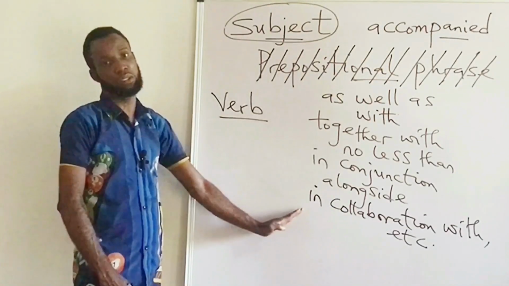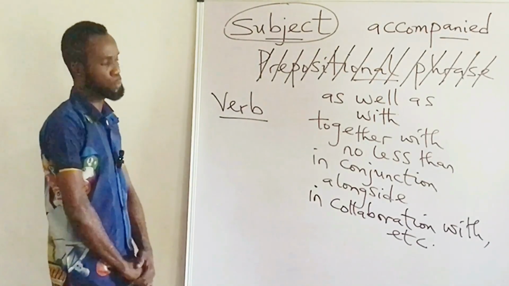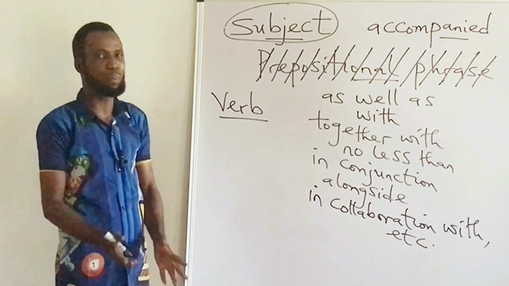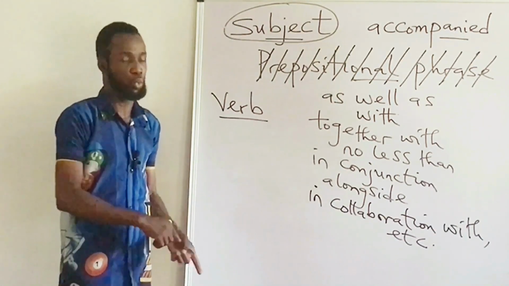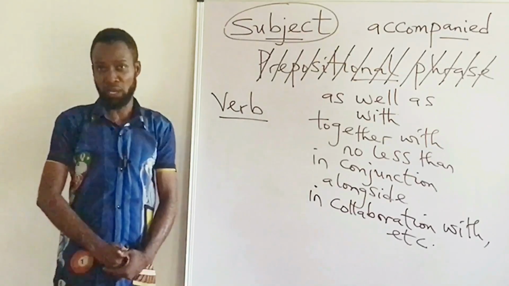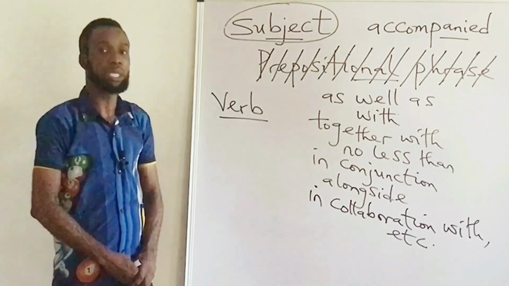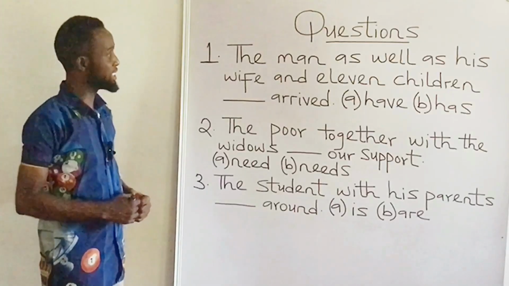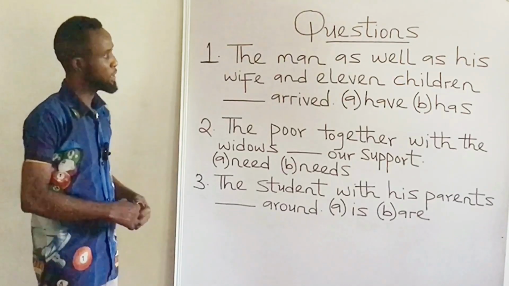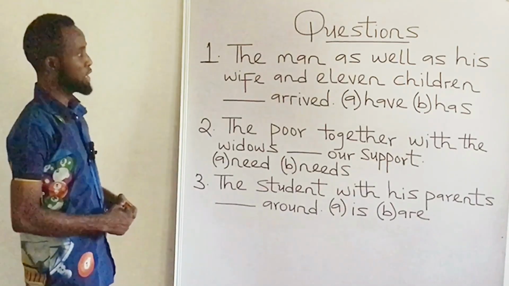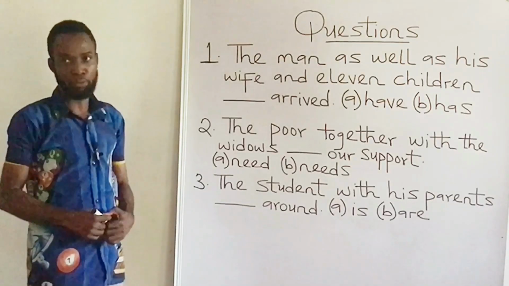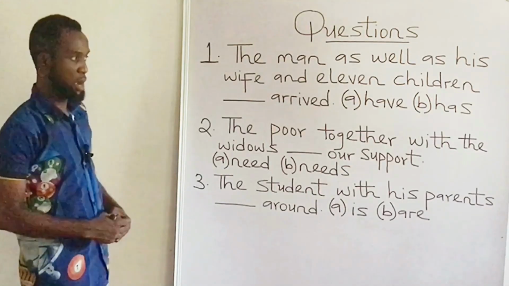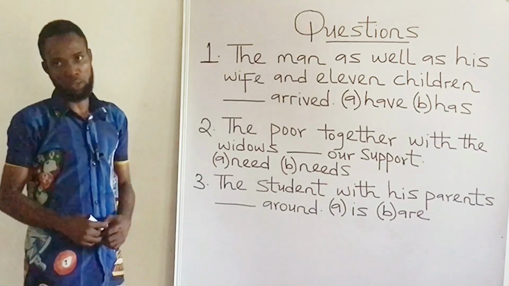Let us at this point look at a few examination questions under accompaniment concord with a view to making you guys understand a lot better. Question 1. It reads, the man as well as his wife and 11 children dash arrived. Option A, have, and option B, has.